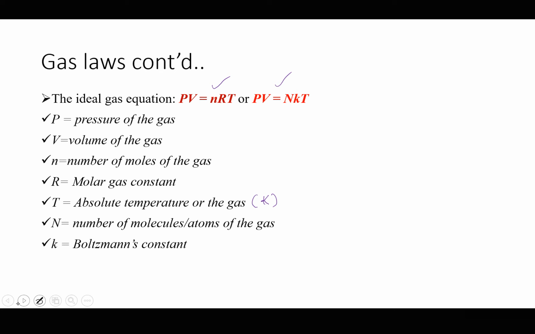which is sometimes given in the list of formulae, but can always be found from R divided by Avogadro's number. Since we have already seen that R is 8.314, and I'm sure that is always given, and Avogadro's number is 6.02 times 10 power 23, which is also given. This will always give us the value of k without any problem.